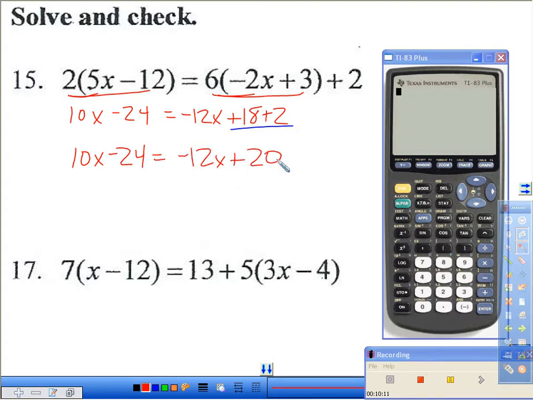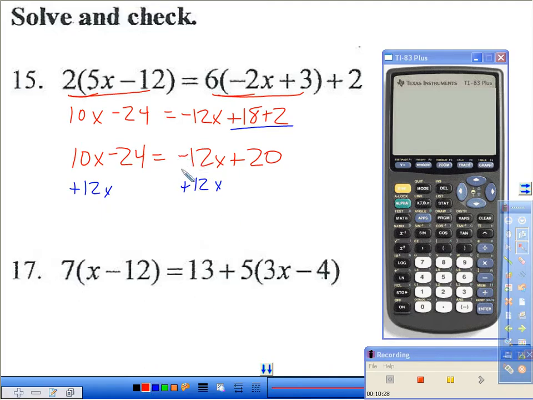At that point, then we want to get rid of the x's on one side or the other. Where we see a positive 10x on the left and negative 12x on the right, I like to deal with positive, so I'm going to get rid of the negative by adding 12x to the right and adding 12x to the left.